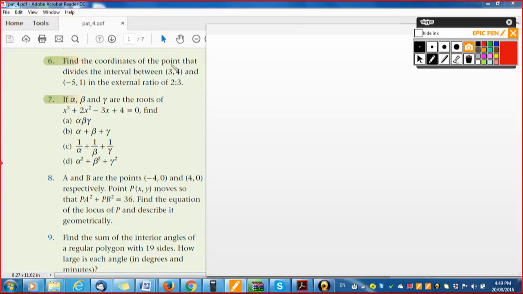The very first point that you see, you write to the left. So (3, 4) is the very first point you see, so you write it to the left. The very second point you see, you write it to the right, which is (-5, 1). Now there is a formula that you can use, but you don't need to use the formula. Then it's in the ratio 2 to 3. Does that make sense?